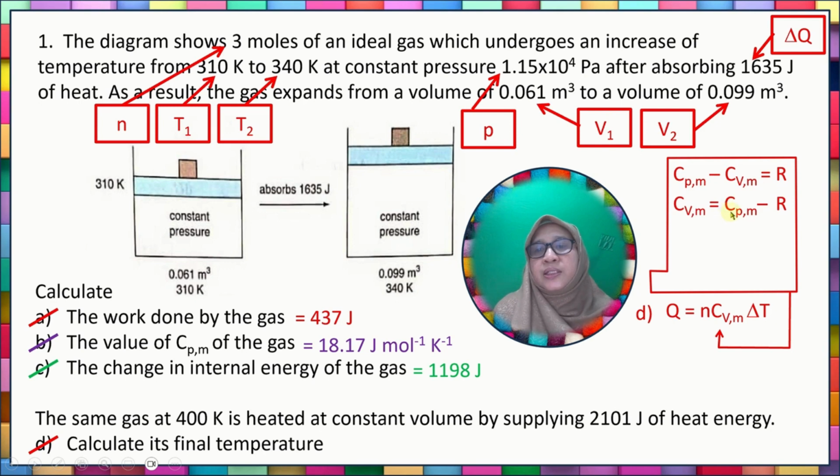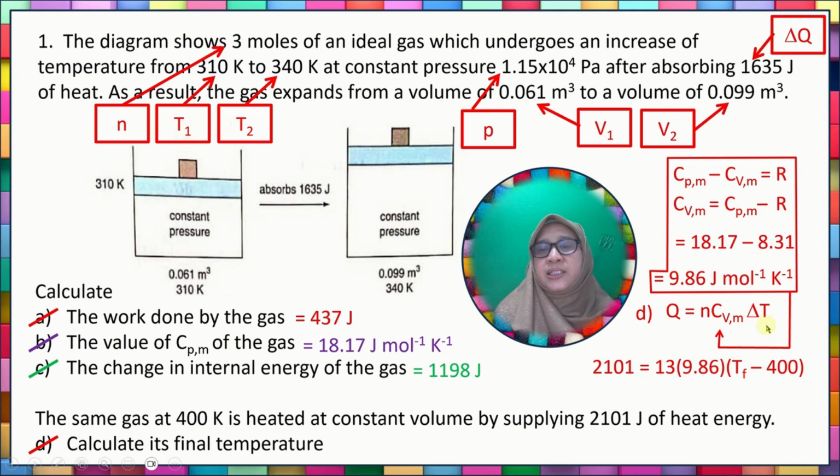So we substitute the value of C_p,m just now. We get 18.17 minus R 8.31, so you get the answer C_v,m 9.86 joule per mole per Kelvin, and we substitute into the equation the change in temperature. The 400 is the initial temperature, and n is 3 moles, okay, typing error there, 3 moles, and the Q is 2101 joule, so there's a typing error here. This n is supposed to be 3.